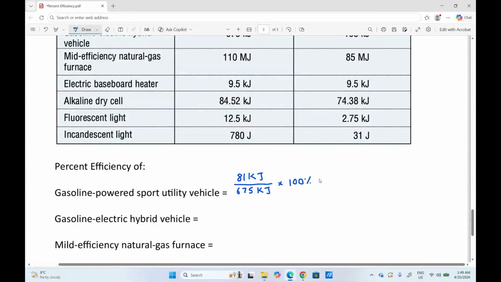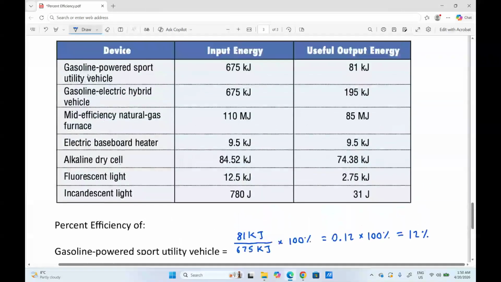81 divided by 675 is going to be 0.12. Now I have 0.12 times 100%, and if I multiply 0.12 by 100%, I get 12%. That means my gasoline-powered sports utility vehicle is only 12% efficient. That means if I put in 100% energy, only 12% of that energy is being used as useful output energy to power my vehicle. Everything else is being lost to its surroundings in some way.